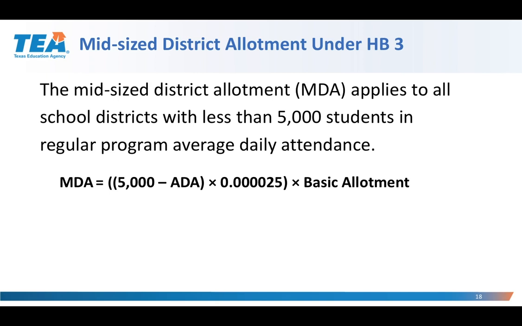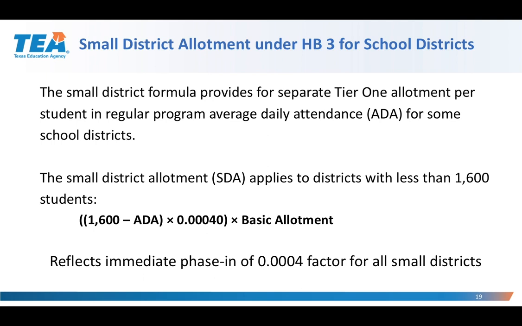As you can see, the formula is almost identical to prior law, except there are a few less parentheses to account for the fact that this allotment results in an incremental amount of funding, whereas the old formula was designed to arrive at a replacement for the basic allotment, or what used to be called the adjusted allotment. Now let's step through the small district allotment under HB 3.